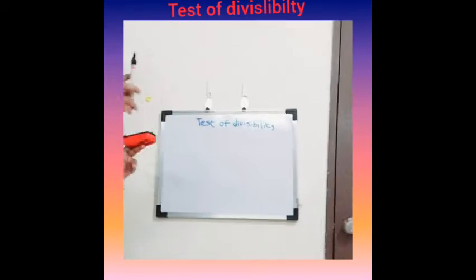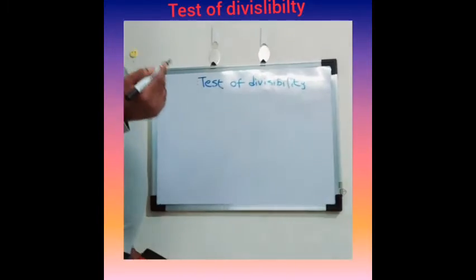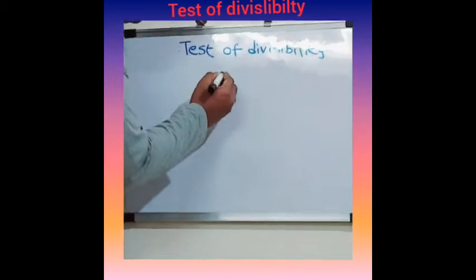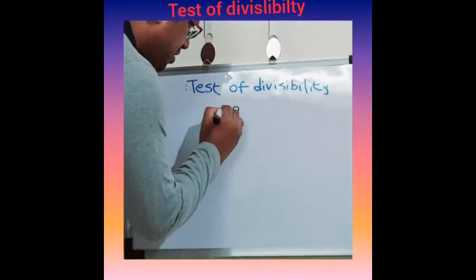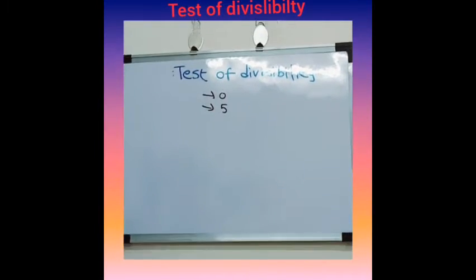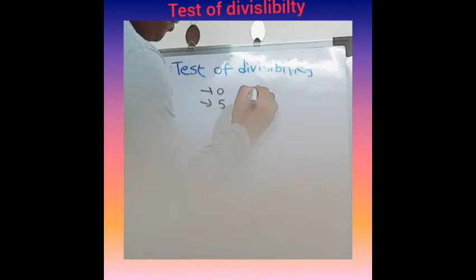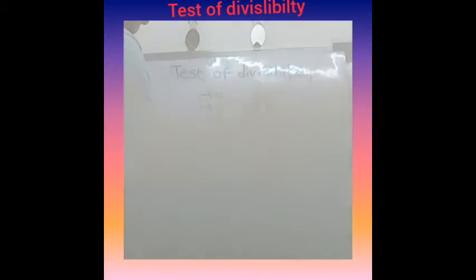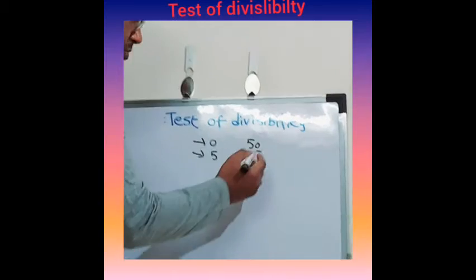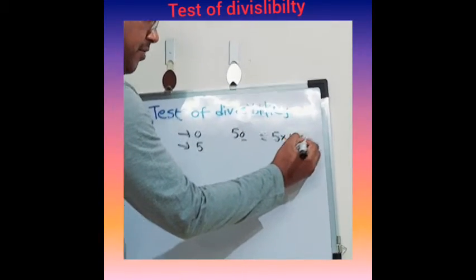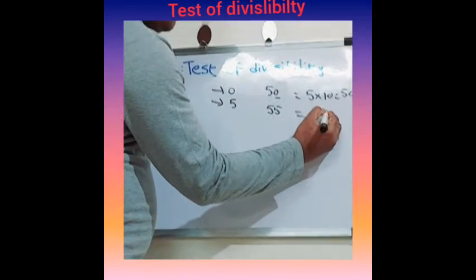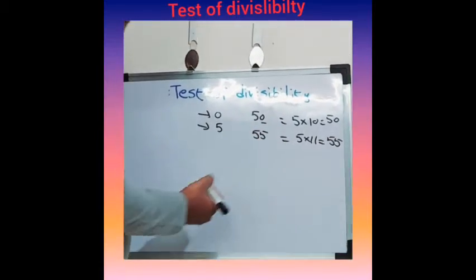Any number, whether it's a 2-digit, 3-digit, or any bigger number, if the number contains 0 or 5 in the unit position, then that number is divisible by 5. That is the standard rule. Example, if you take 50, what is the unit position number? That is 0. So this number is divisible by 5, because 5 tens are 50. Similar way, 55: 5 elevens are 55. So this is a sample example for 2-digit numbers.